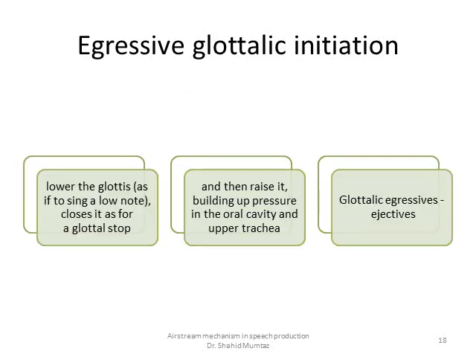Egressive glottalic initiation. For egressive glottalic initiation, a person lowers the glottis as if to sing a low note and closes it as in a glottal stop, and then raises it, building up pressure in the oral cavity and upper trachea. Glottalic egressives are called ejectives.